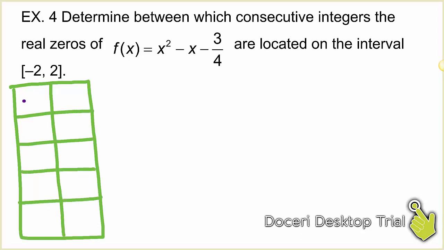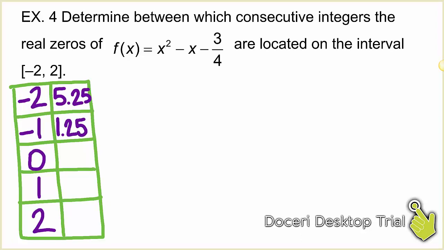And I'm going to plug in the numbers that they gave me from -2, oh, that's nice, negative 1, 0, 1, 2. And I want to find out what the function value is. Really, the number itself isn't important. I'm just looking for sign changes. So at negative 2, the function value is equal to 5.25. Negative 1 is 1.25. 0 is negative 0.75. 1 is also negative 0.75. And positive 2 is 1.25.